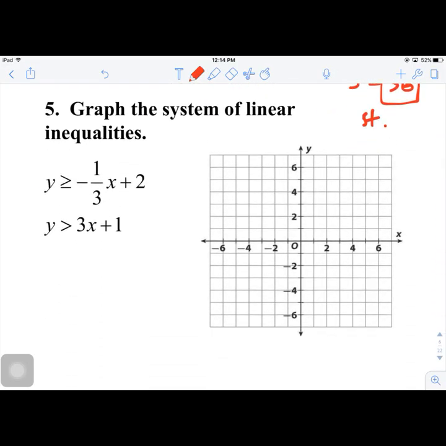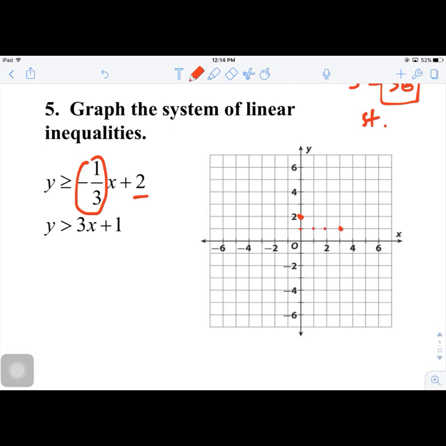Number 5, graph the system of linear inequalities. So the first one is actually in slope intercept form, and we have negative 1/3 as the slope. We're going to need to find the y-intercept first. So the y-intercept is 2, and then negative 1 over 3. That's going down 1 over 3.